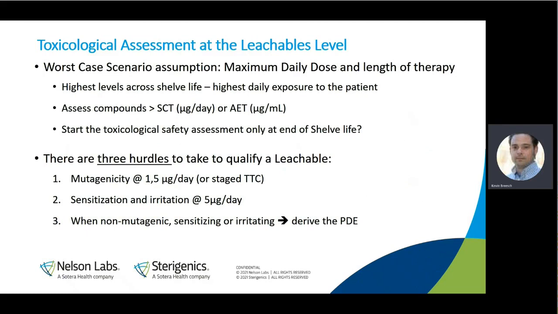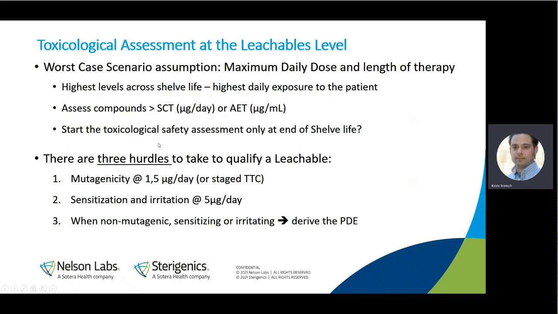Going to the leachables profile, this is actually the compounds which end up in a patient. Worst case scenario here is really the maximum daily dose. This is the first thing, and also the length of therapy. Is it 2 weeks? Can it be repeated 100 times? What is the cumulative days of exposure of that given drug product? This is information you need to have. So we will be assessing the highest level observed across the shelf life. So that highest level, when this product is being dosed to the patient, we have evaluated the highest exposure. Again, we have to assess the compounds above the safety concern threshold.